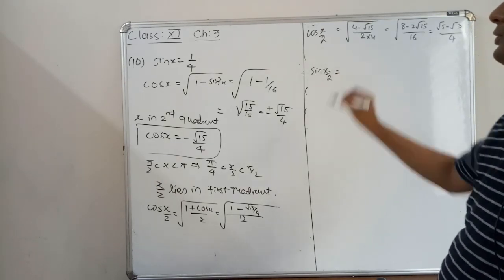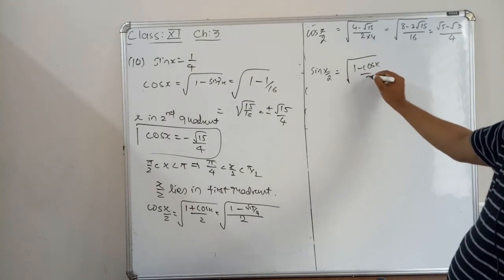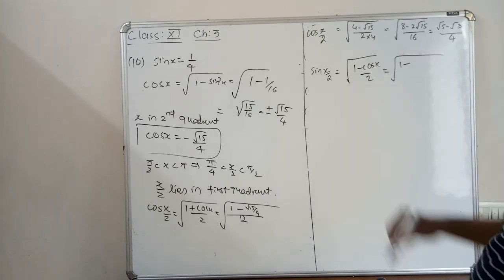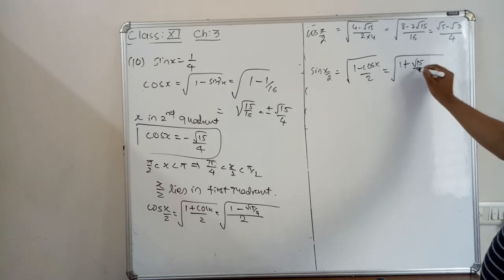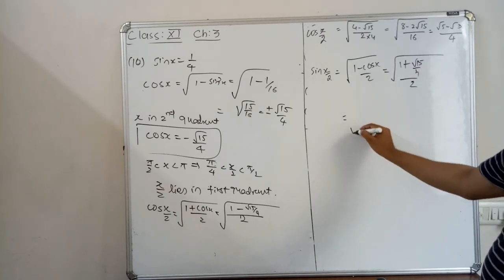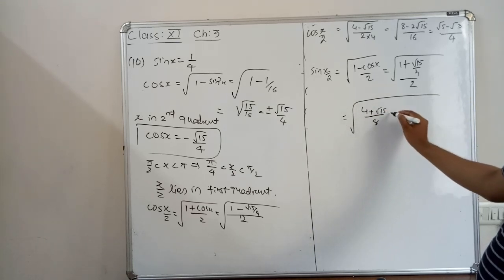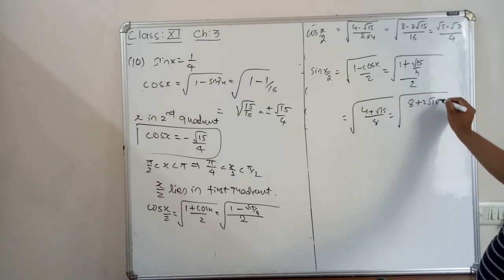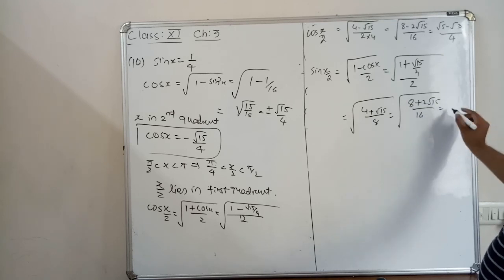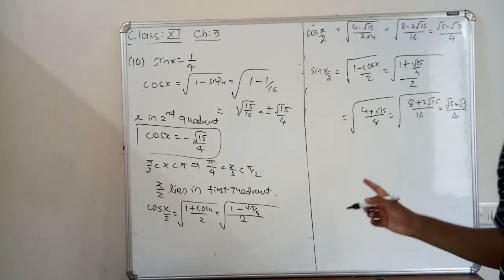Now sin x by 2. So sin x by 2, that means again the formula, under root of 1 minus cos x by 2. So under root of this 1 minus cos x. What was cos x? Minus. So minus minus plus root 15 by 4, divided by 2. So you got again 4 plus under root 15 by 8, which is equal to, again you multiply, 8 plus 2 under root 15 by 16. So you got 4, and under root you get root 5 plus under root 3. You got this method okay in standard rationalized form.